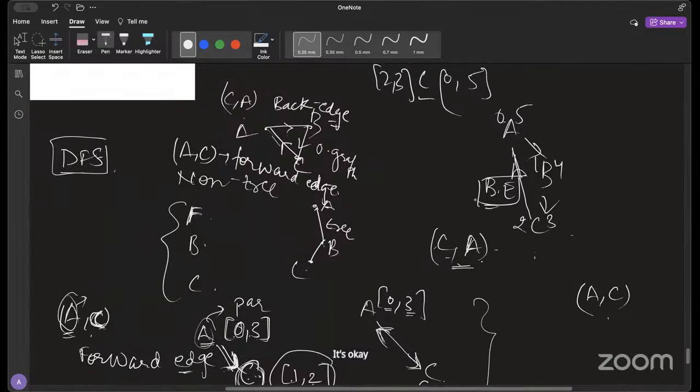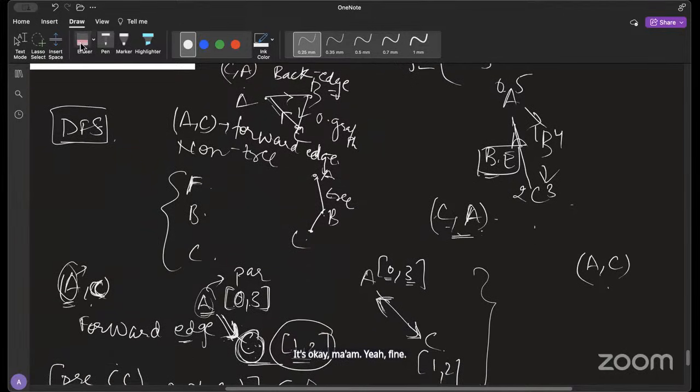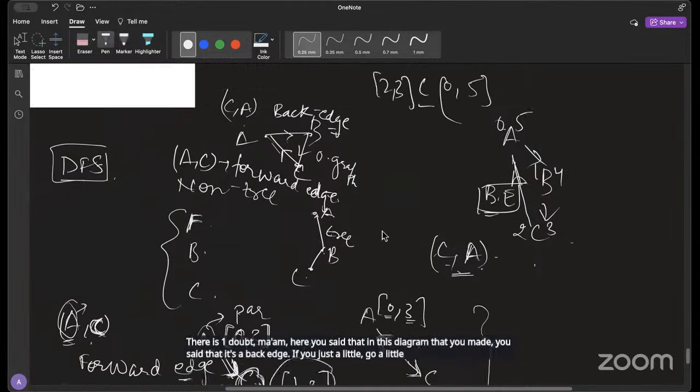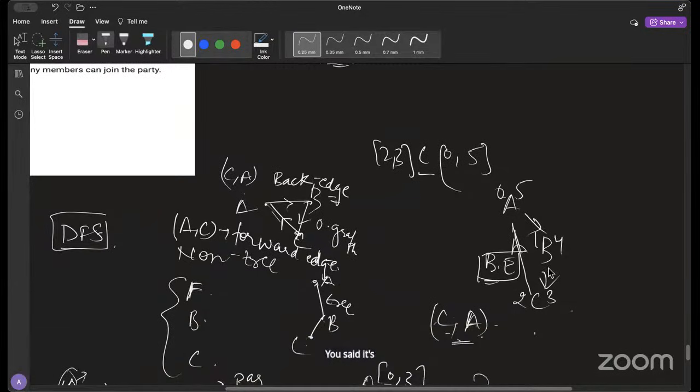It's okay, ma'am. There is one doubt. In the diagram that you made, you said that CA is a back edge. That's why you wrote that 2, 3 is contained in 0, 5. Yeah. Suppose it is a forward edge, then we would have written 0, 5 contained in 2, 3. The order should be changed. That's all. But 0, 5 is not contained in 2, 3. That's why it's not a forward edge.